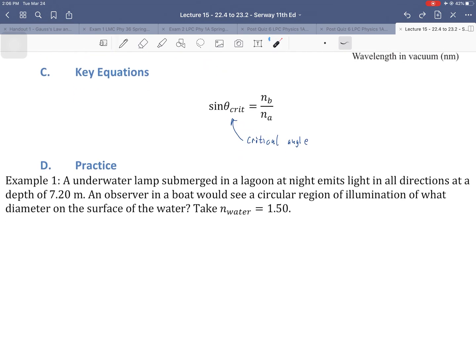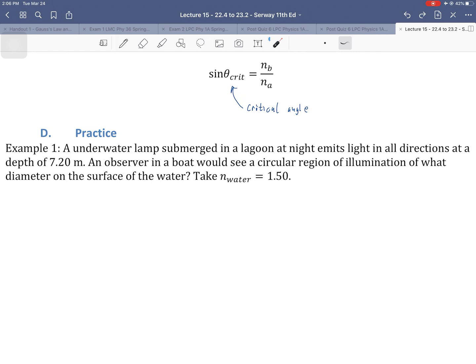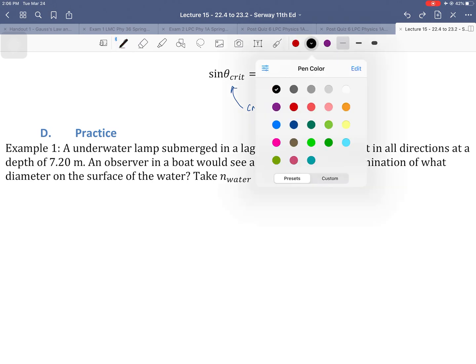So let's look at an example that meets that criteria of having nA greater than nB, and that is an underwater lamp submerged in a lagoon at night that emits light in all directions at a depth of 7.2 meters. An observer in a boat would see a circular region of light that has a diameter of what? So the picture would look something like this.